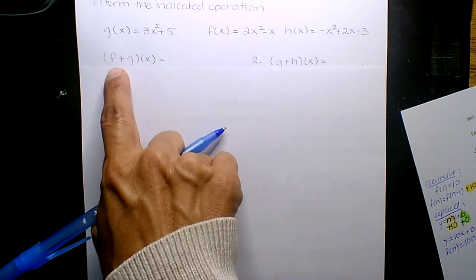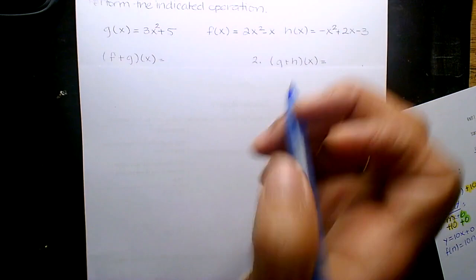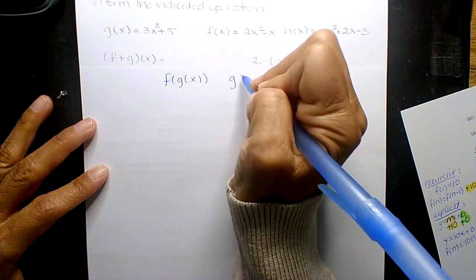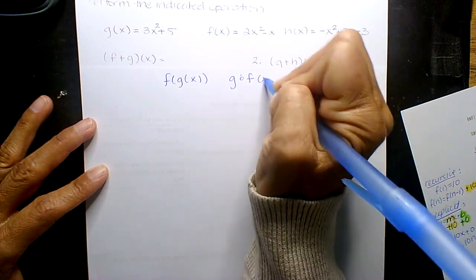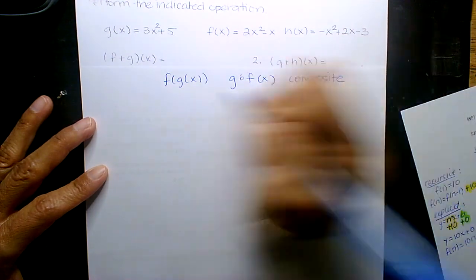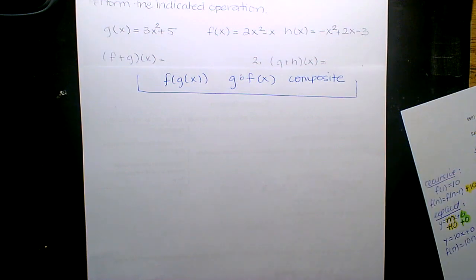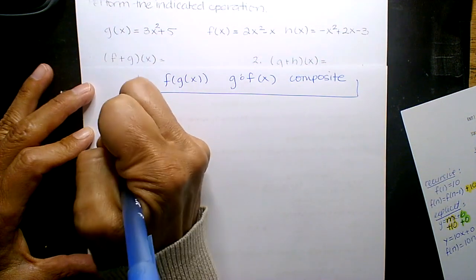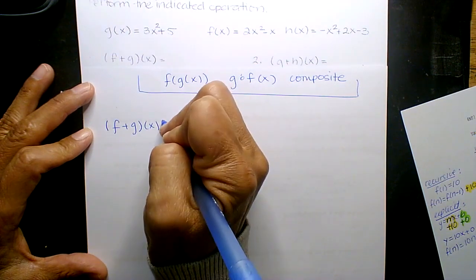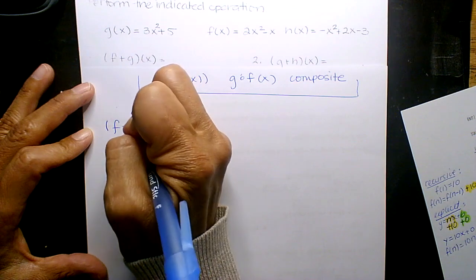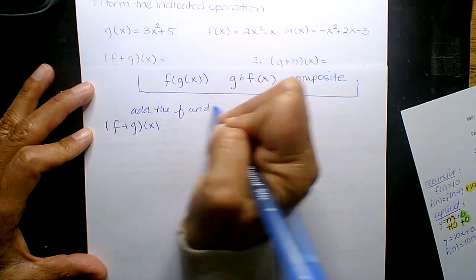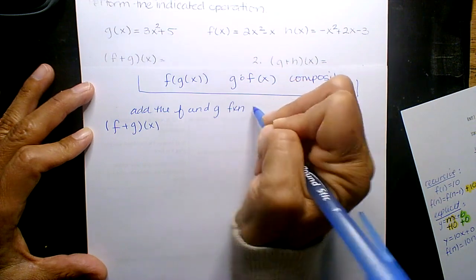So the first one is, now notice there's no "of" this or this. These are composite. This means function substitution. This is different than this. This means to add the f and g function together.